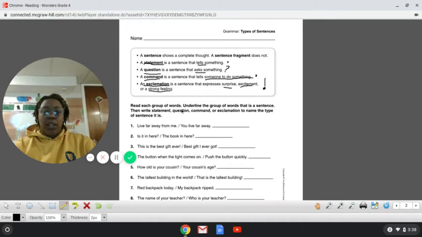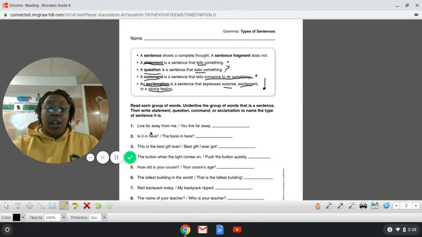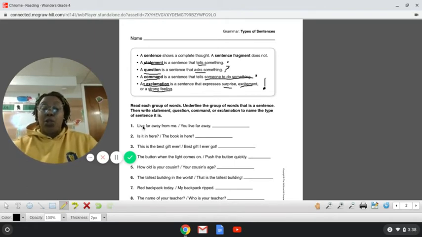Read each group of words. Underline the group of words that is a sentence. Write statement, question, command, or exclamation to name what type of sentence. So this activity actually wants us to do two things. They want us to circle which group of words is an actual complete sentence, and they want us to tell them exactly what type of sentence it is.